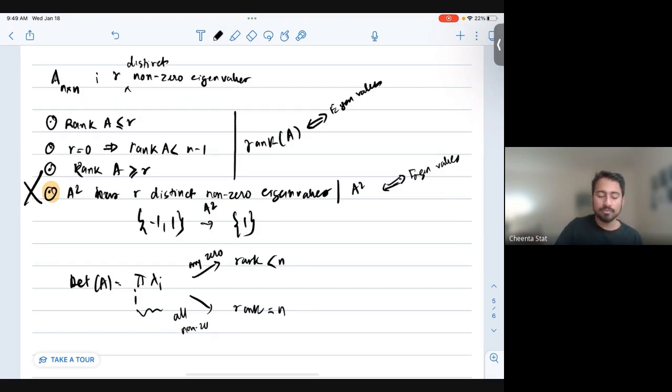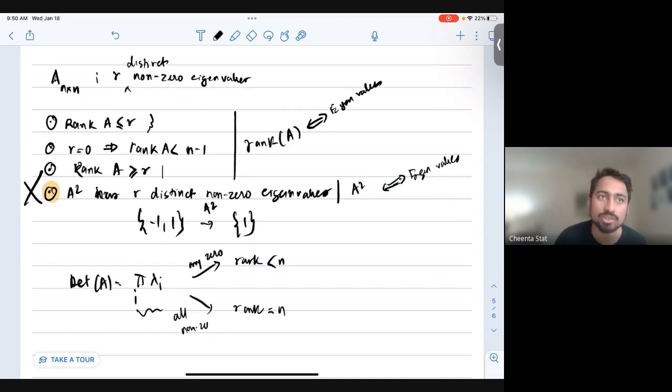So if you observe, these two are asking about r, but this is asking about n. Okay, a relationship with n, right? So therefore, another two options are there. Like if r is equal to 0, if there are zero distinct non-zero eigenvalues, if all of them are 0, right?